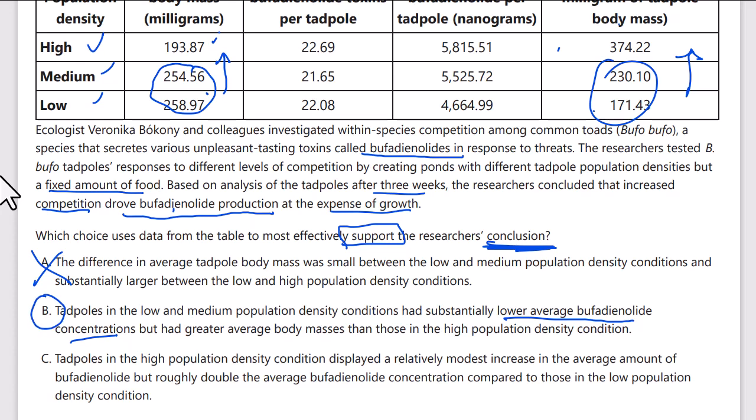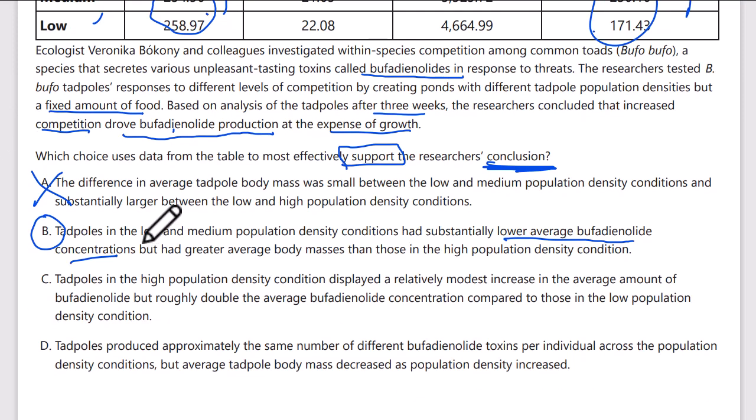Note again, this one's a little tricky just because the bufadienolide names and the body mass information in the chart make it a little tricky to follow versus reading the differences of the conditions. Let's check C and D as a result.